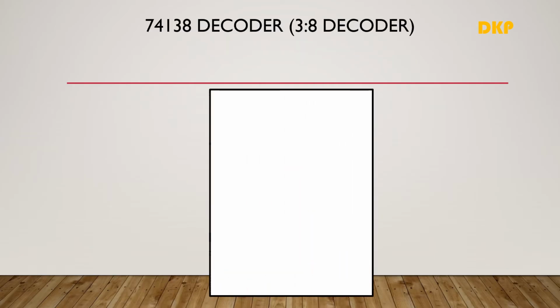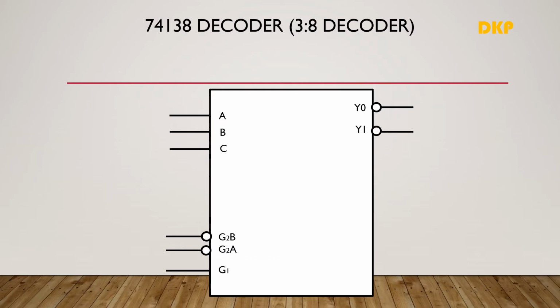This is the logic symbol of 74138 decoder. It accepts 3 binary inputs, that is A, B and C, and it has 2 active low enable inputs G2B and G2A and 1 active high input, that is G1. And it has 8 individual active low outputs, that is Y0, Y1, Y2, Y3, Y4, Y5, Y6 and Y7.